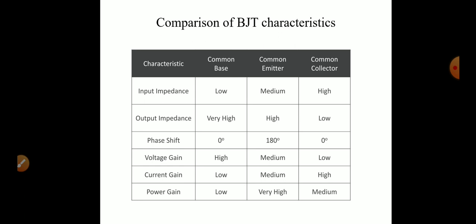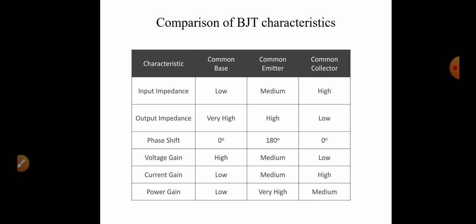The next parameter is the output impedance. Output impedance for common base is very high, for common emitter high, and for common collector low. That means the output impedance decreases from common base, common emitter and then to common collector.